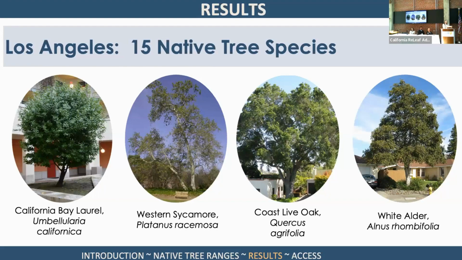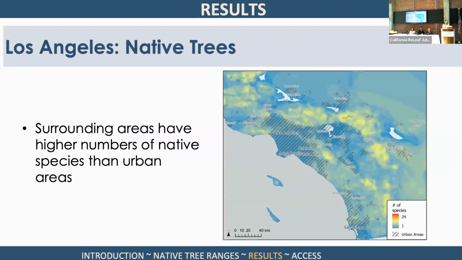And if we take a look at the general LA metropolitan area, you'll see that in general, those urban areas are just like we saw in the trend across the state. The urban areas, the Los Angeles basin, are kind of low species diversity areas in terms of native trees. They're occurring on those blue areas of the map, whereas in the mountains around, there are more species up there.